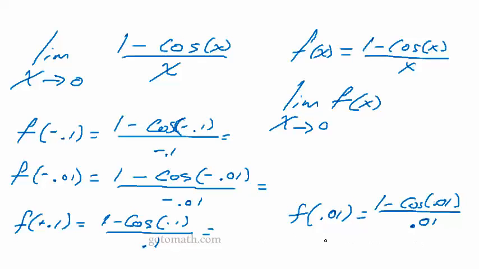Okay, so we look at these numbers, and we say, coming in from the left is some number, coming in from the right is some number, and are both of these numbers going to be the same number? And if they are, then our limit exists, and it's going to be that number.